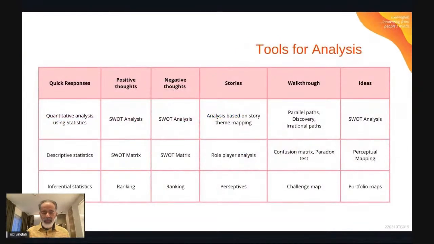Okay, coming to our topic. This is a conclusion, or a takeaway, we had last week. Mainly, we are talking about this model based on six thinking hats. That's quick responses, positive thoughts, negative thoughts, stories, walkthroughs, and ideas. These are the six baskets you have to group the data into for our conclusions. Okay, in quick responses, the tools you have to use are statistics based tools.